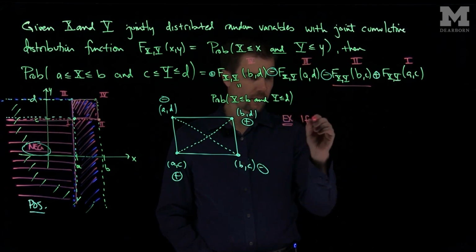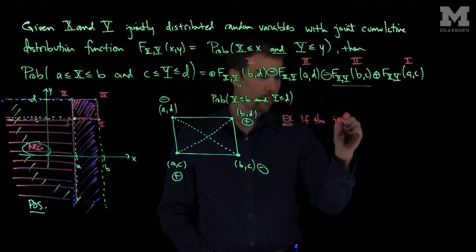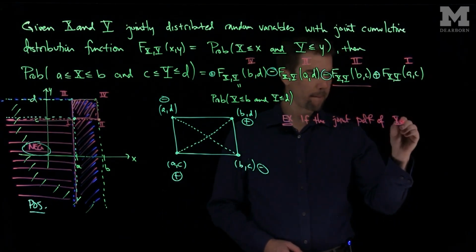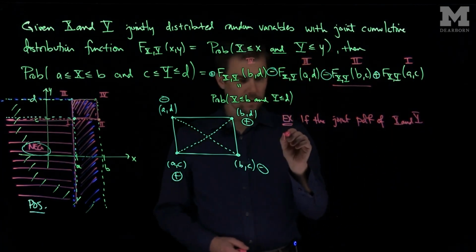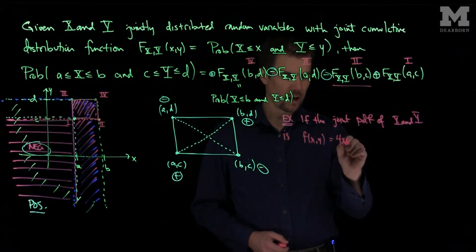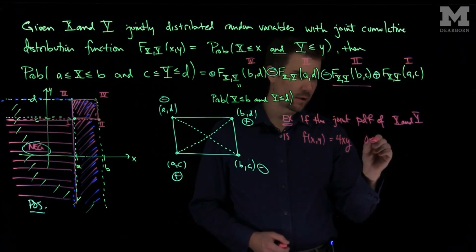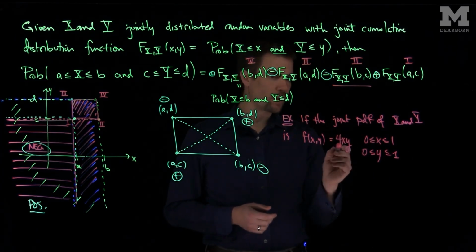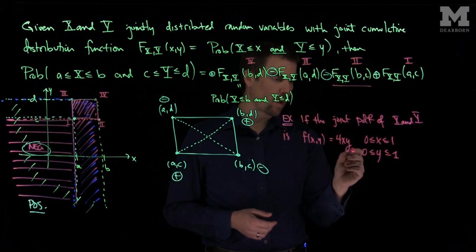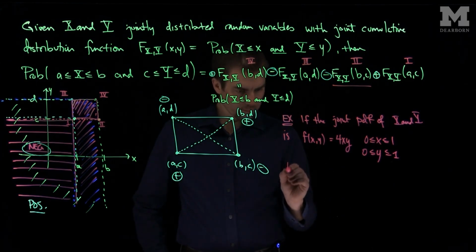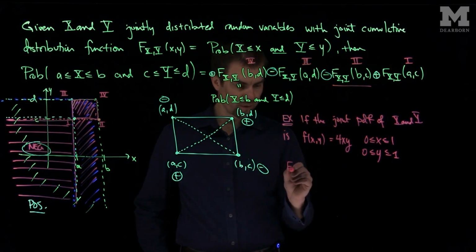If the joint PDF of x and y is f of xy equal to 4xy for x between 0 and 1 and y between 0 and 1, let's check this is a joint PDF. Well, clearly x times y is positive, and when you integrate x, you get x squared over 2, so you get a half. When you integrate y, you get y squared over 2, so you get a half. So the constant 4 will work.